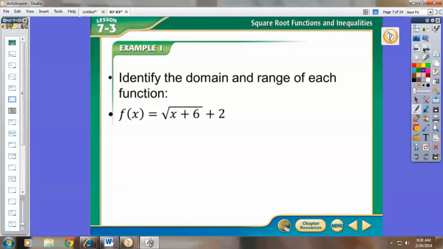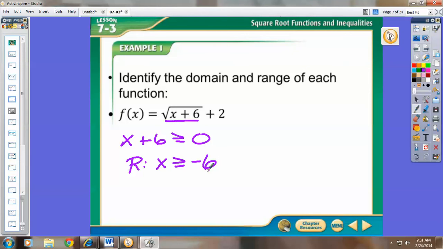So when I'm talking about domain, does the 2 matter? Is it underneath the radical? It has no impact on the domain. So I want to say that x plus 6 is greater than or equal to 0. What is our domain then? x is greater than or equal to negative 6.